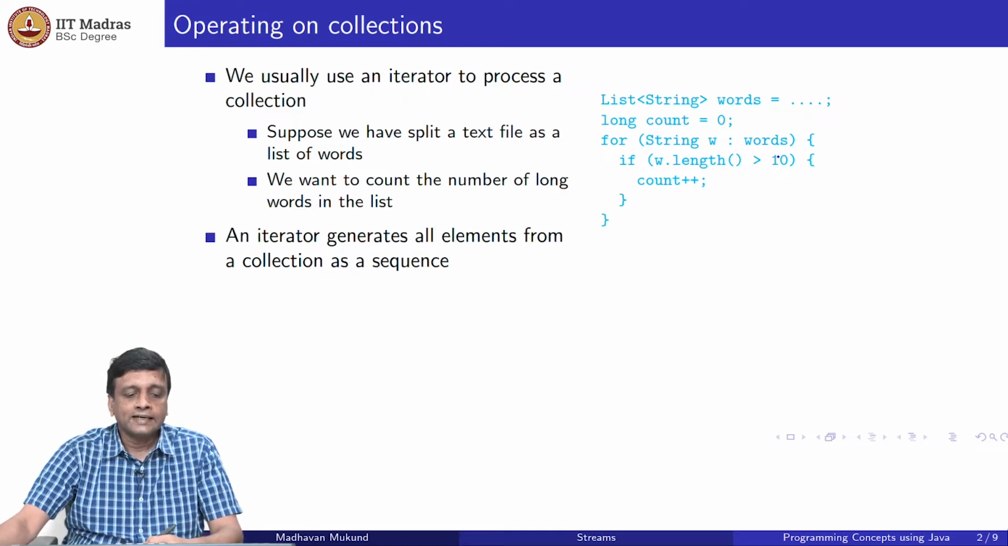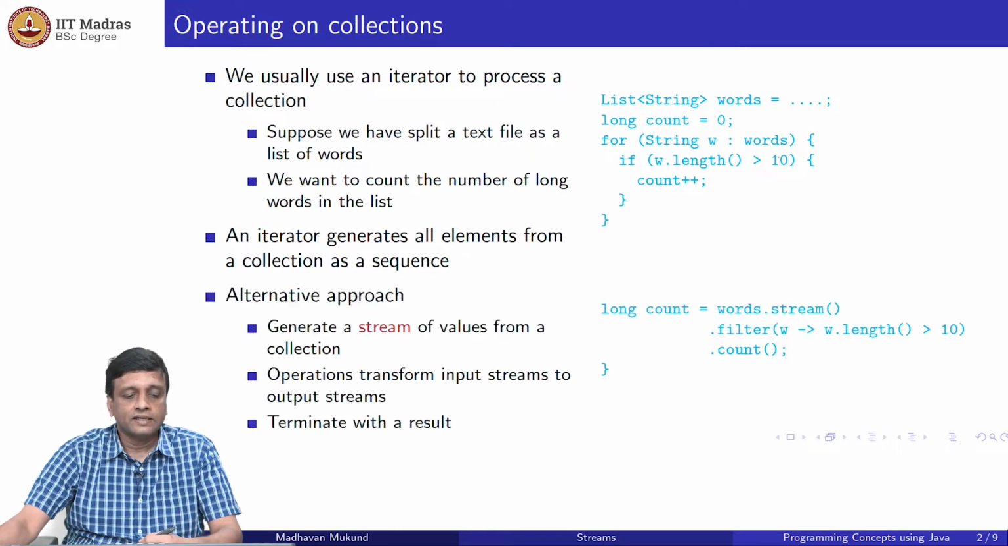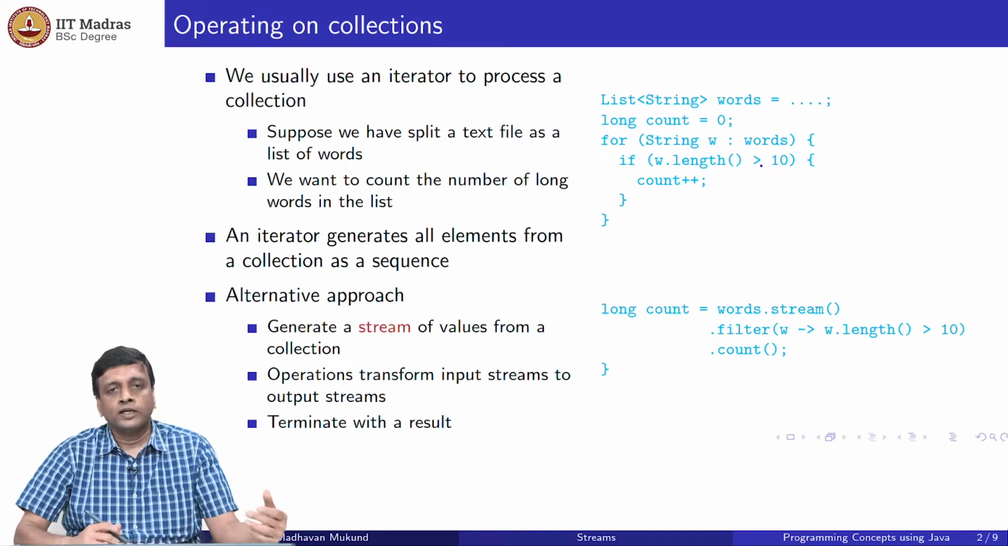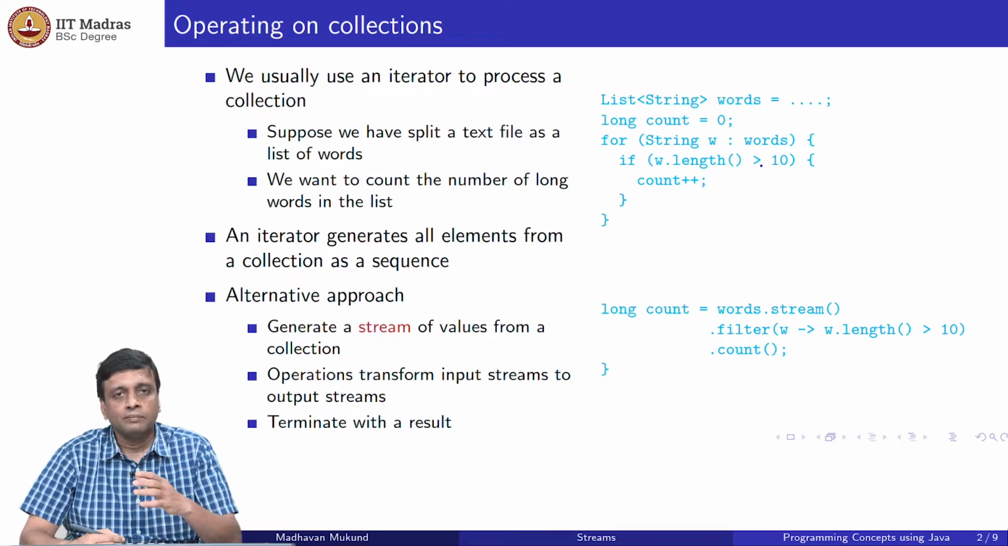As we said, it generates all these elements in a sequence, so why not work with this sequence itself? An alternative approach which Java provides us is to think of the elements in a collection as a stream. Imagine that you are watching TV and you have some scores or stock market values going at the bottom. It's a stream of values which is going across the screen.